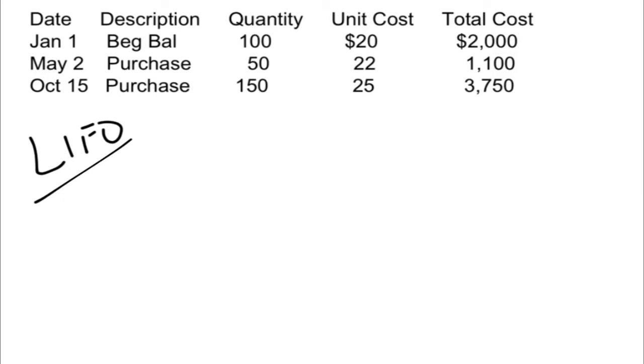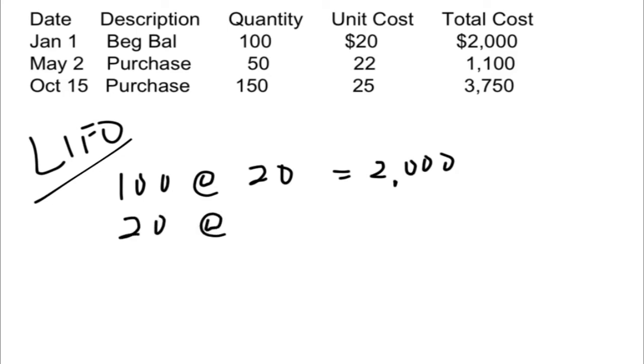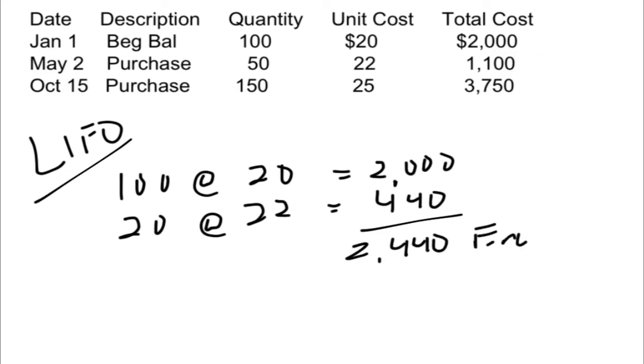So we'd start at that January 1st level. So if we had 120, then 100 of those would be at a cost of $20. So we got $2,000 here. And we need 20 more. So 20 would be at the cost of $22 a piece, or $440. So together you've got $2,440. That's your total ending inventory. That should show up on your balance sheet.